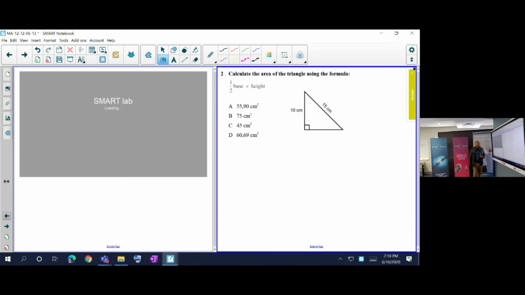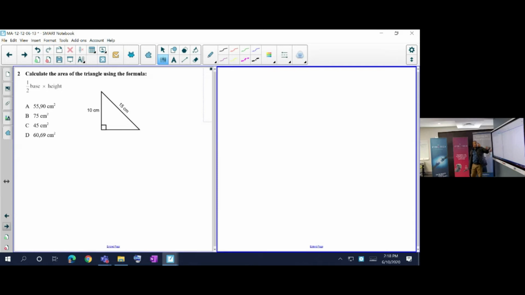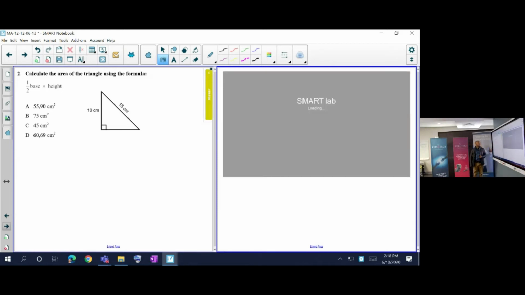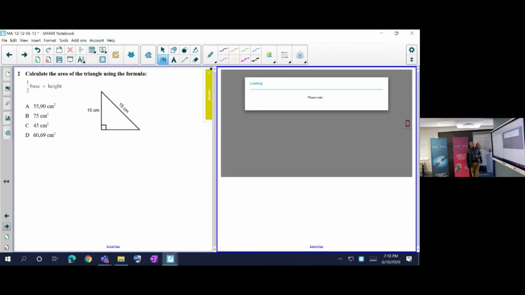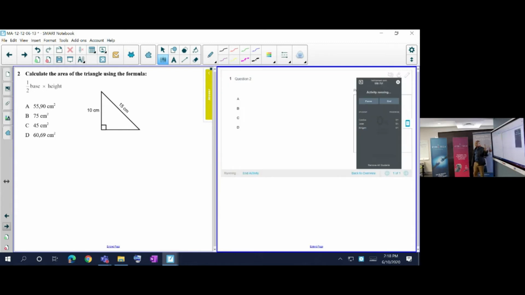We were given 10, which was sort of like the height. And then we also have the other side here, which is your hypotenuse. So in order for you to use half base times height, you need to decide what is your base. And if your base is this 15, which is the hypotenuse, you then need to have a height that is perpendicular to that 15, which we are not given that information.